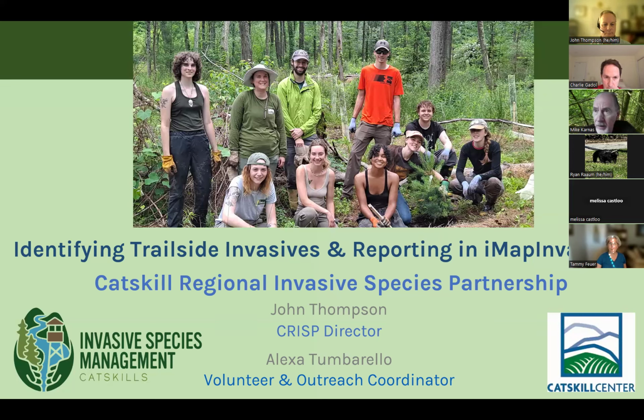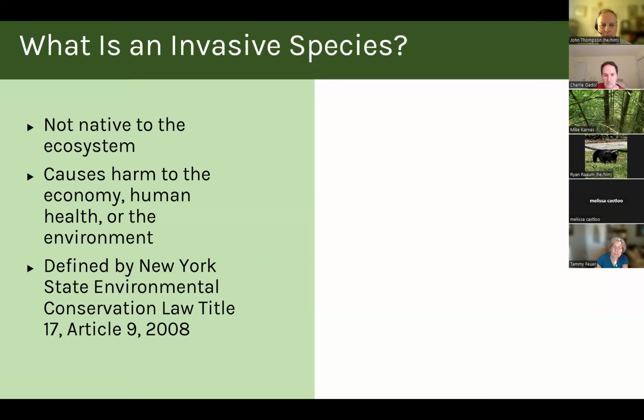So, like I said, tonight we'll be going over what an invasive species is, common trailside invasives, how to identify them, and then when you see them on the trail, how to report them through iMap invasives. We'll go through setting up an account and how you can take observations through the iMap invasives app, or you could do it online. So the first thing that I want to cover is just what is an invasive species.